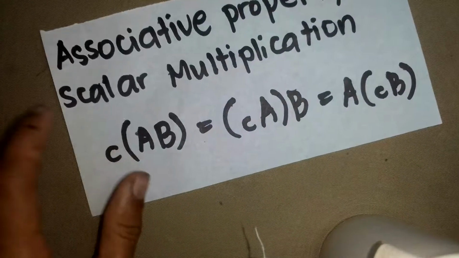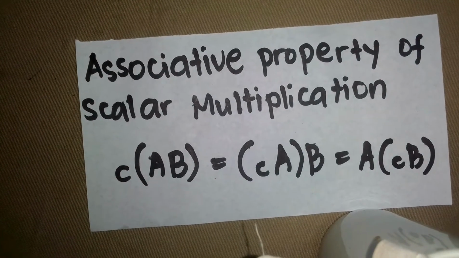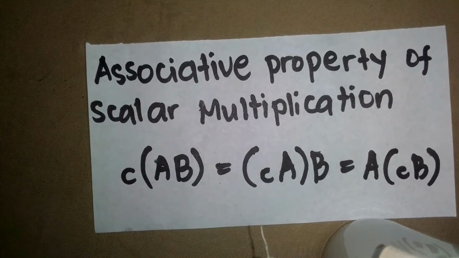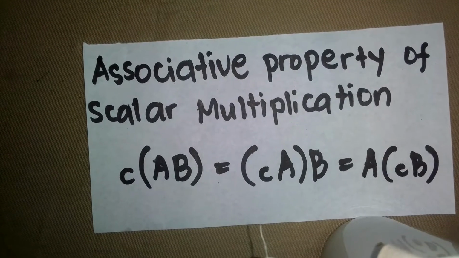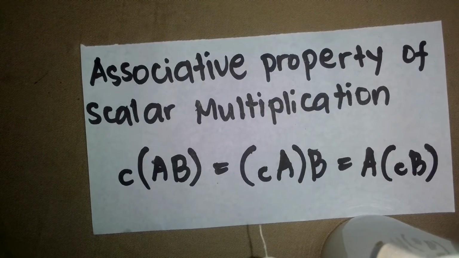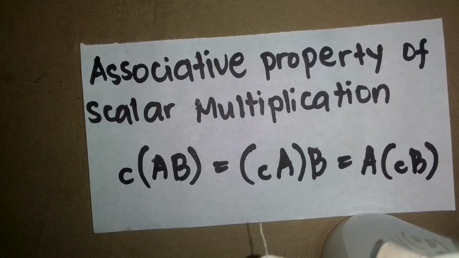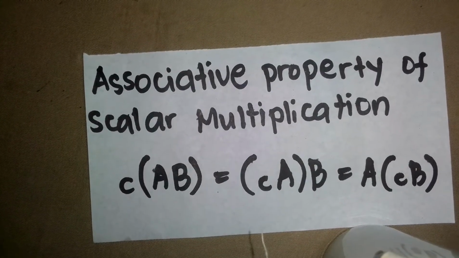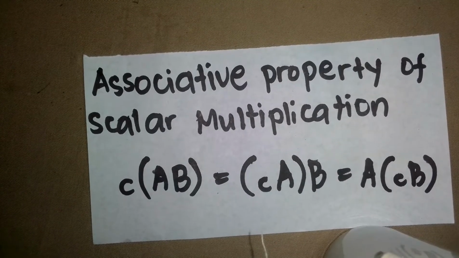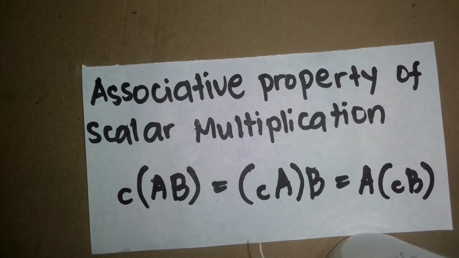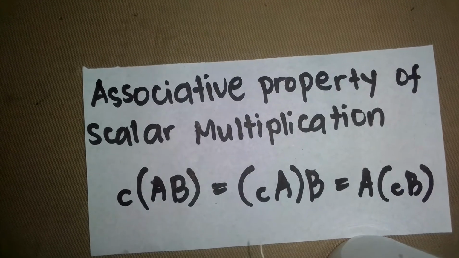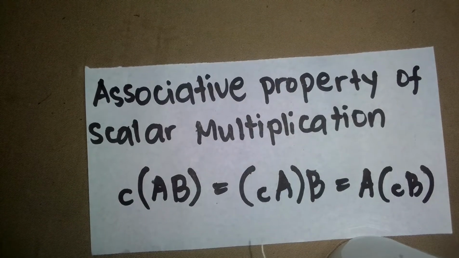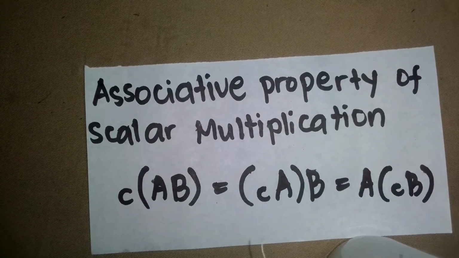Second is the associative property of scalar multiplication, which for example is lowercase c multiplied by the quantity of AB is equal to the quantity of lowercase c and uppercase A, multiplied by B, which is also equal to A multiplied by the quantity of lowercase c and uppercase B.